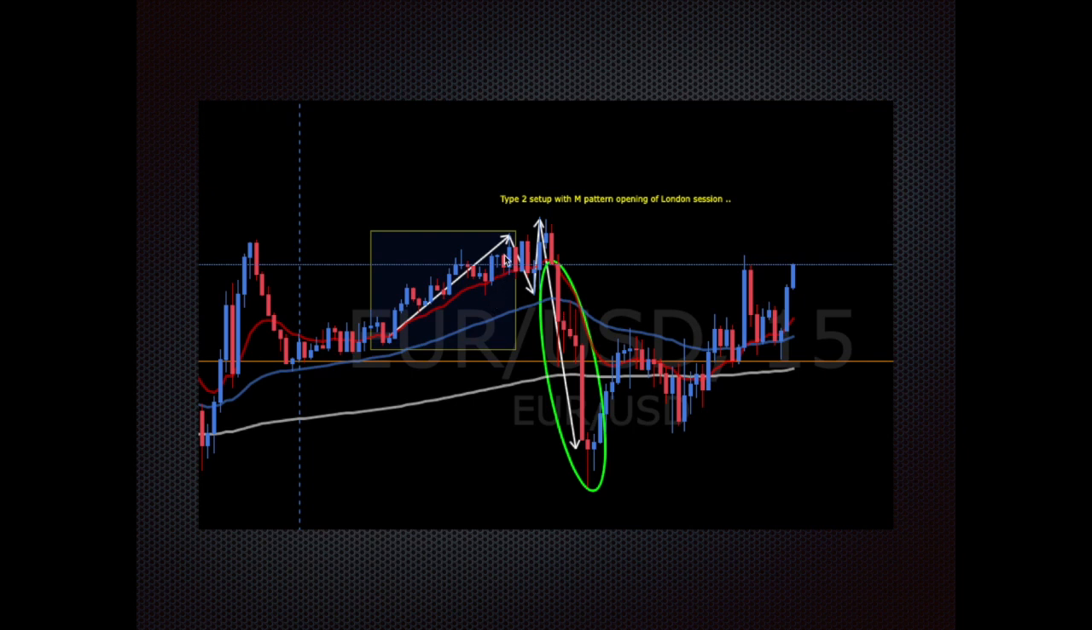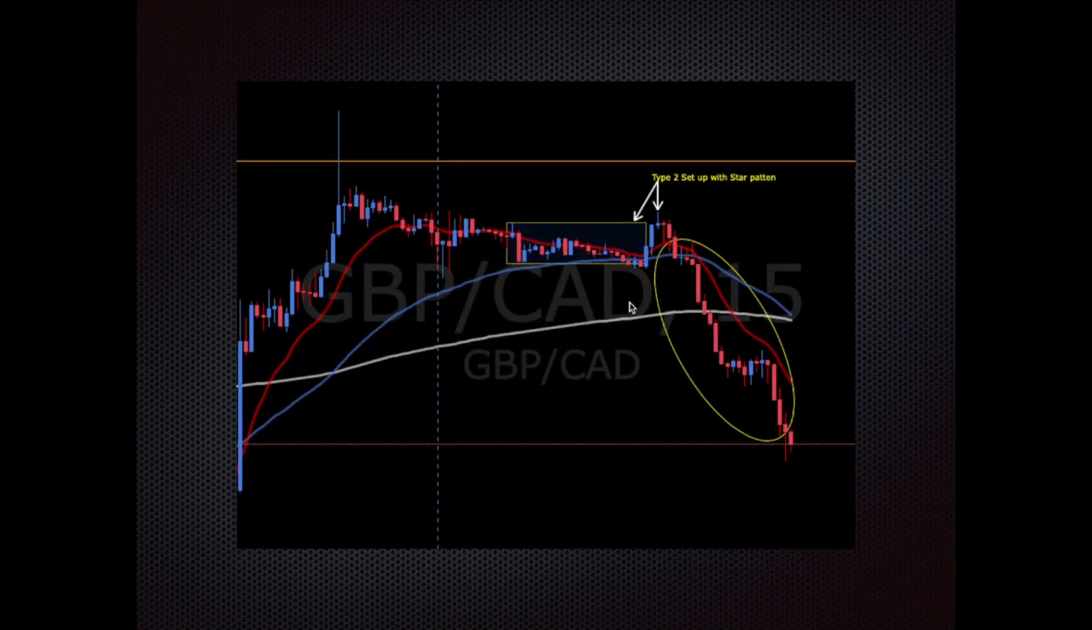This one here, we get the first leg of an M right at the end of the Asian session. So 1:45, 2 o'clock. And then we get the second leg here right at 3:15. Boom. Here we get the star pattern, type 2 star pattern, right at like 2:30.